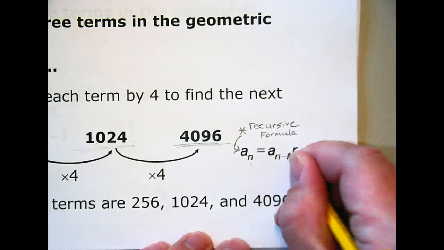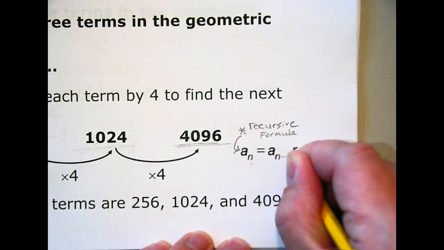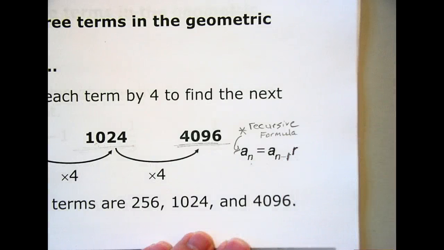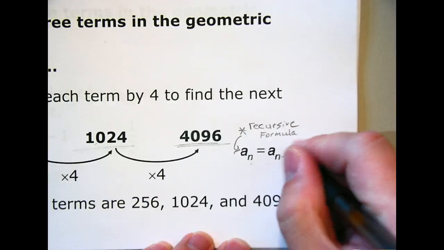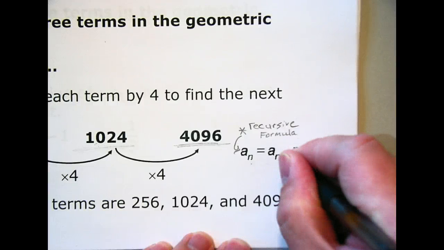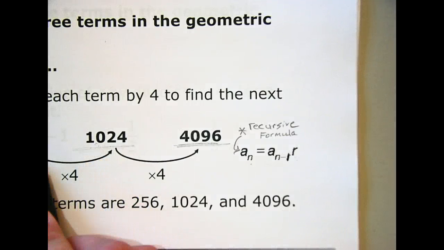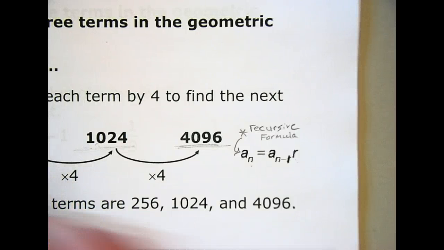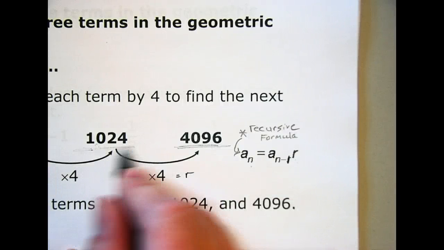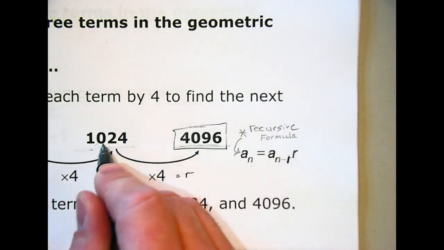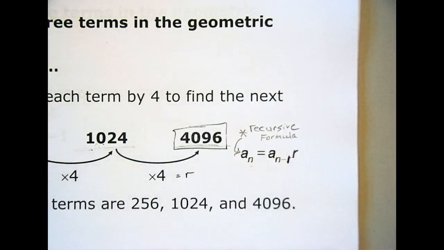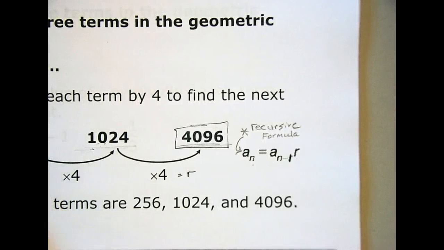Actually, that should be a sub n minus 1 right there. That's wrong in the PowerPoint. This should be a sub n minus 1 times r. So to find this term, we've got to take the previous term, which is a sub n minus 1, and multiply it by our r. Remember, the 4 is our r. So to find 4096, you take 1024, the previous, and multiply it by r. So that's a recursive formula.